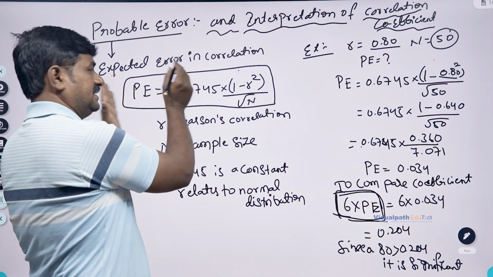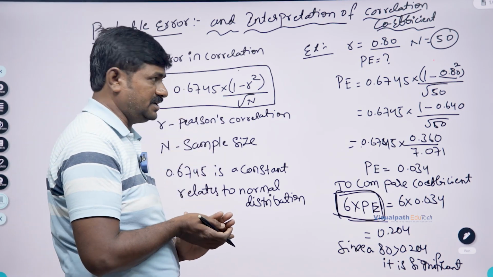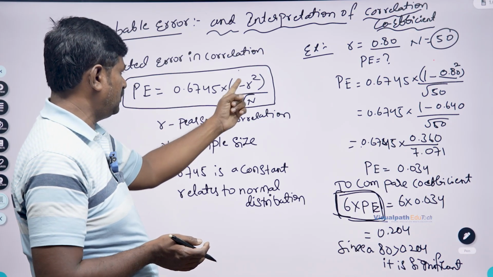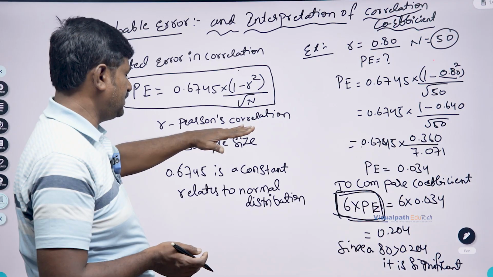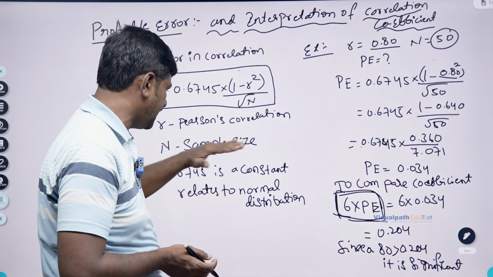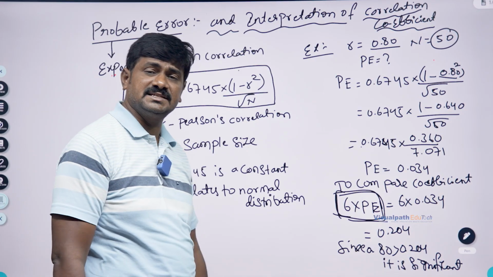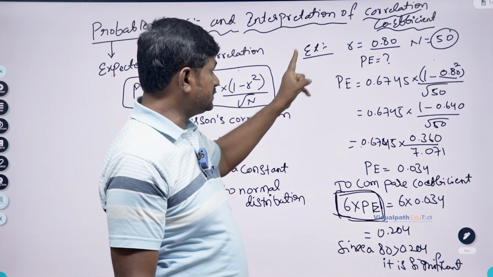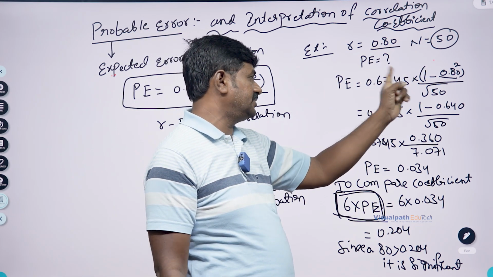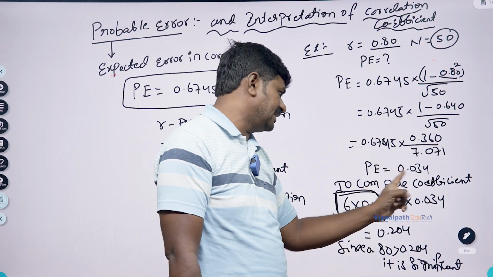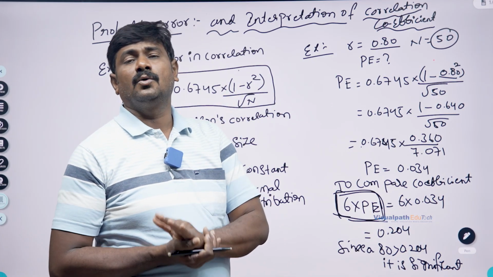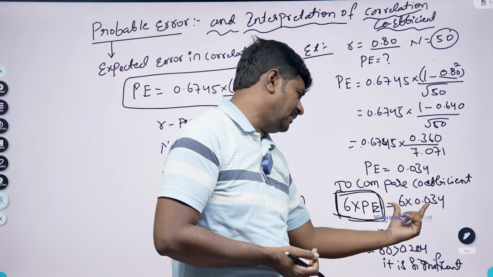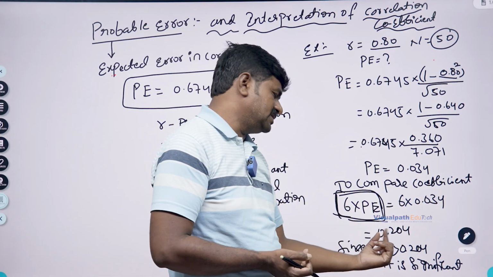Probable error is nothing but the expected error in Spearman's rank correlation. To find it, we have the formula 0.6745 into (1 minus r square) by root n. r is the correlation coefficient, n is the sample size, and 0.6745 is a constant which works in the normal distribution. In the example we took r and n, then calculated the probable error. After getting the error, to check the adequacy of the correlation coefficient, we compare it by doing 6 into probable error, that is 6 into 0.034, which is 0.204.